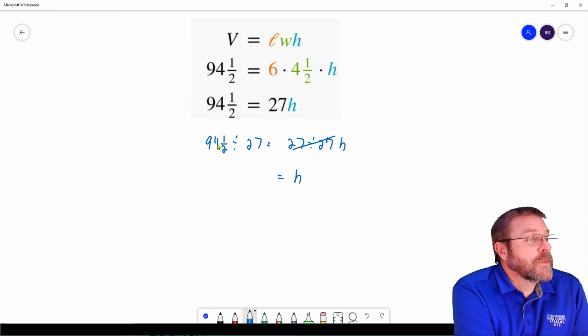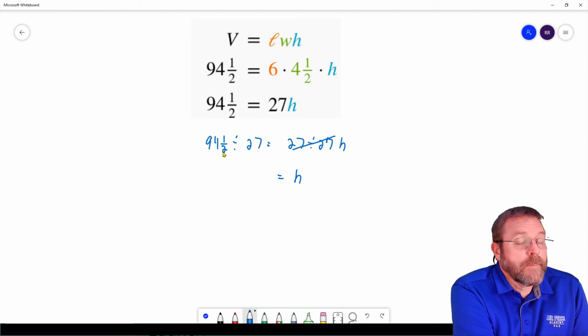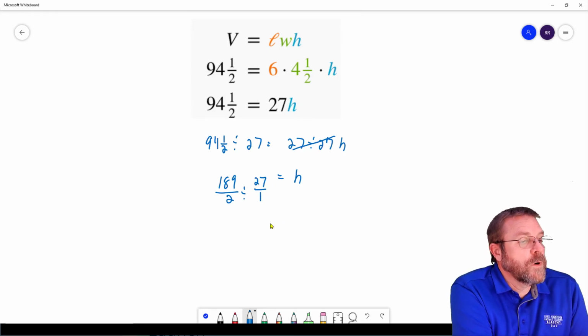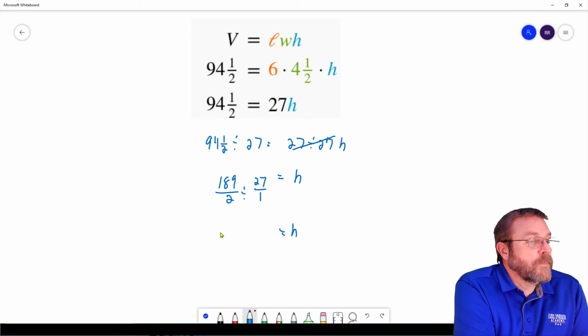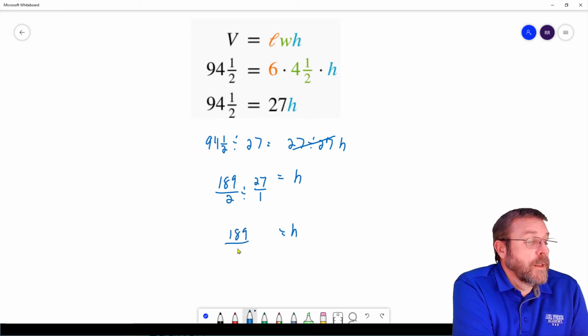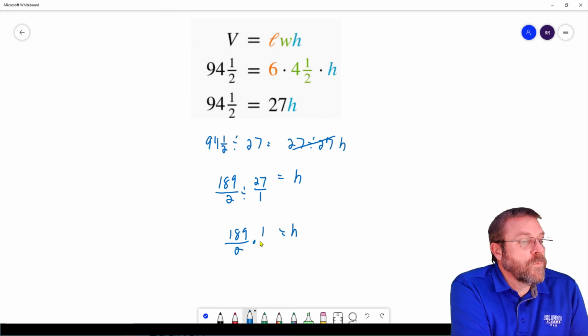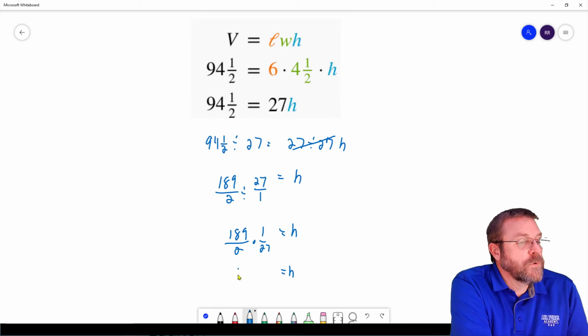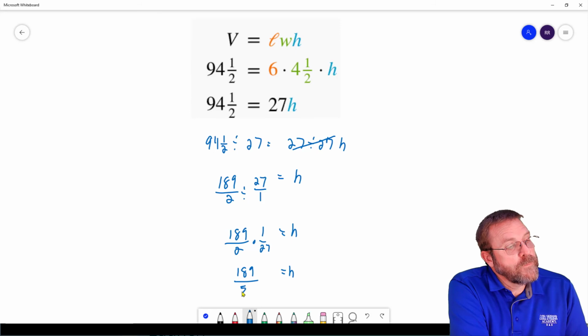Now I'm not keep, change, flip yet. I got to change it into improper fractions. So 2 times 94, that's going to be 188 plus 1 is going to be 189 over 2 divided by 27 over 1. Now I get to keep, change, flip. That's going to give me 189 divided by 2 times 1 over 27, which is going to give me the height is equal to 189 over, that'll become a 54.